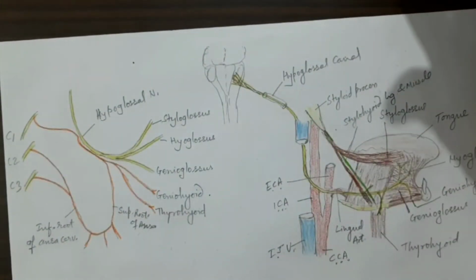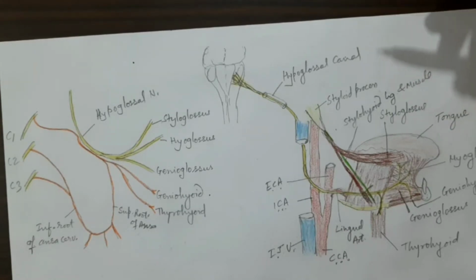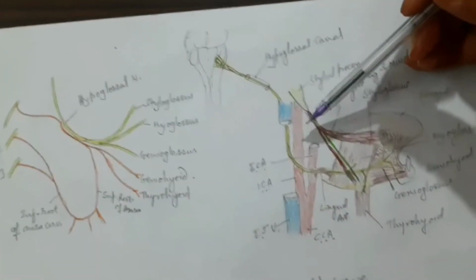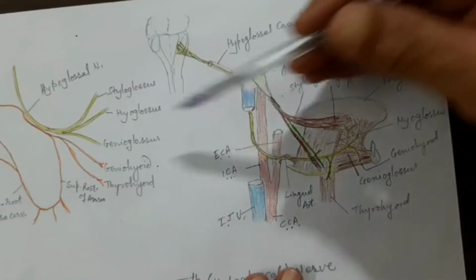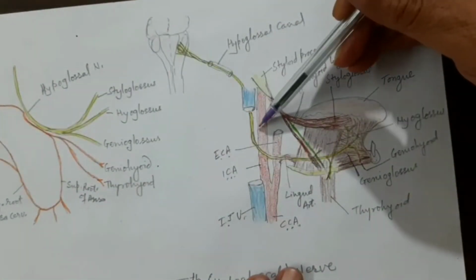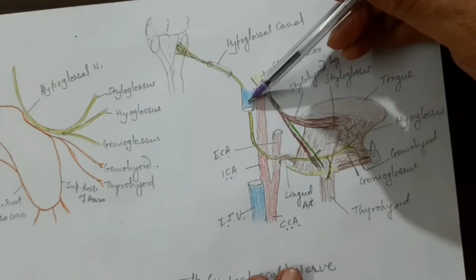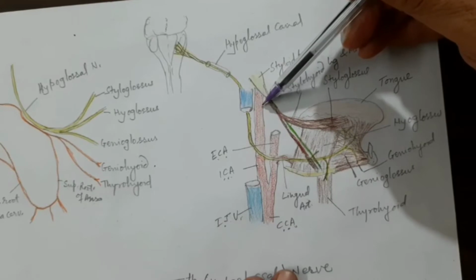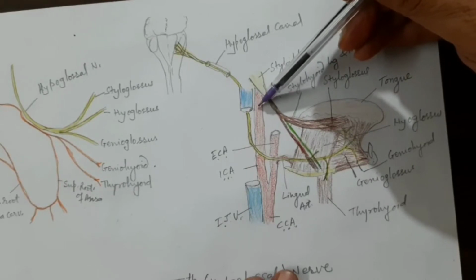So as soon as it is joined by the branch from the C1 ventral rami, the nerve now lies between the internal carotid artery and the internal jugular vein. See in this diagram. After this joining of C1, the nerve will run downwards between the internal jugular vein and the internal carotid artery.